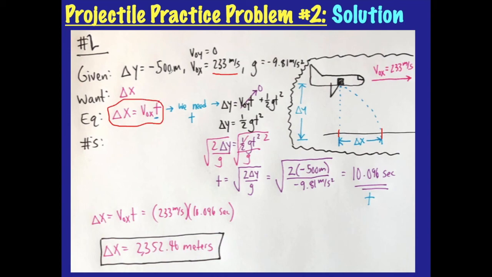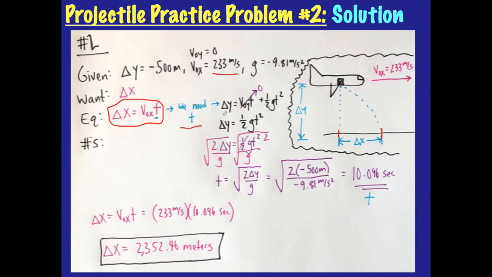So we look up and we're like, okay, we have VOX, it's 233, but we don't have time. So in this problem, it's the first type of problem where we're going to have to get the time and then come back and use this equation. So I just made a little note here. It says we need time. So we're going to have to use the other givens, the delta y, the VOY, and the g, to use an equation to solve for time. How much time does it take to hit the ground?